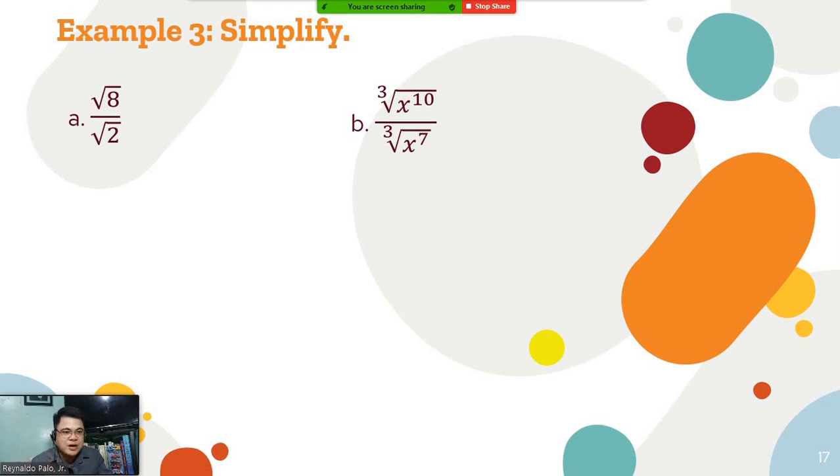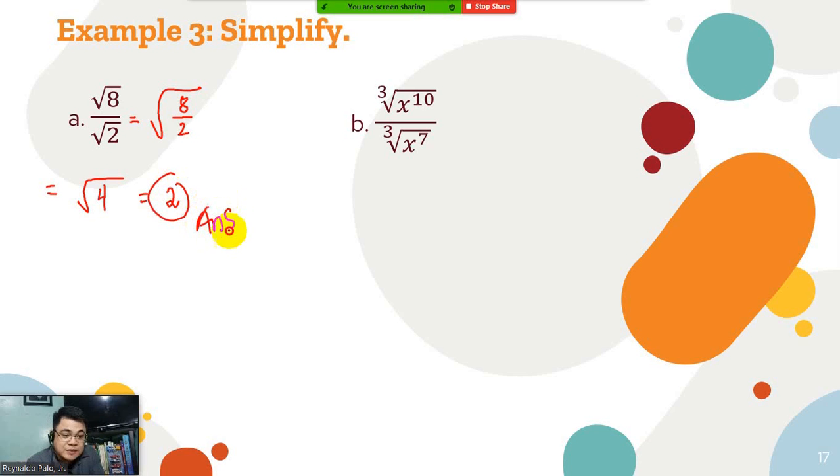Let's proceed to our last set of examples. Simplify. We have square root of 8 over square root of 2. If we apply the quotient rule, the index is 2, so we can write this as square root of 8 divided by 2, or 8 over 2. And 8 over 2 is just 4, or square root of 4, and square root of 4 is a perfect square, therefore the answer is 2. As simple as that.